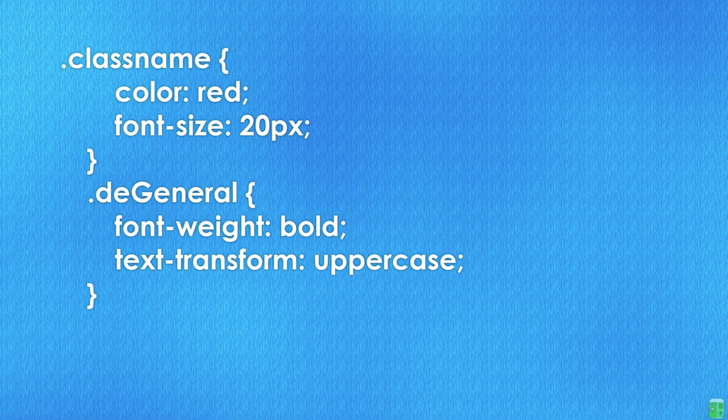So the dot class name you see there is the selector. So we are selecting this from our HTML and then we are styling it. We are giving it a color property, and the value of that color property is red. Again, we are giving it a property of font size, and it should have a value of 20 pixels. So this is how we do the styling.